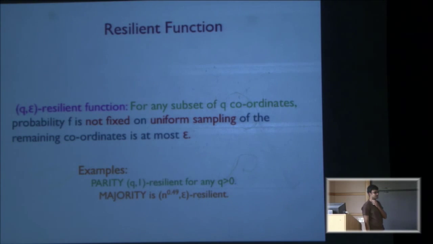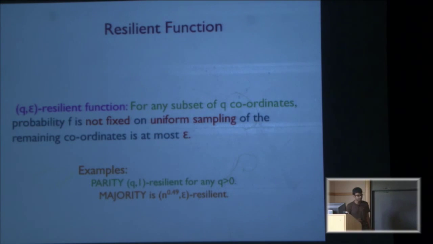Do you want it to be constant or? We want it to be constant. You want it to be non-constant, right? No. You can think of these as the bad guys, the q coordinates. Parity is q, 1 resilient, so your epsilon is 1. Parity indeed is not fixed with probability at least 1. There's some confusion with the wording, but yeah, you'd better clarify it.